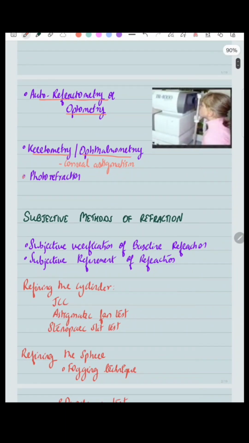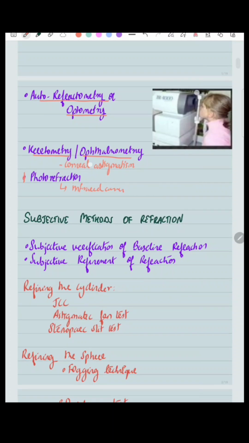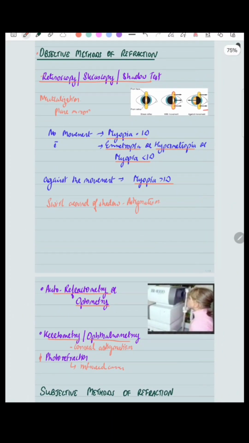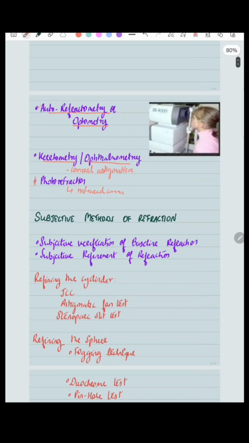Next, objective refraction can be done by photorefraction. It measures the refraction in both eyes simultaneously using an infrared camera at a distance of 1 meter. These are the methods of objective refraction: retinoscopy, autorefractometry, keratometry and photorefraction.